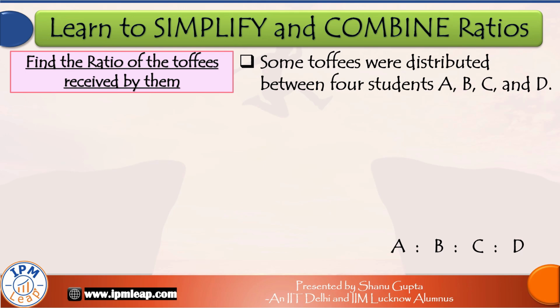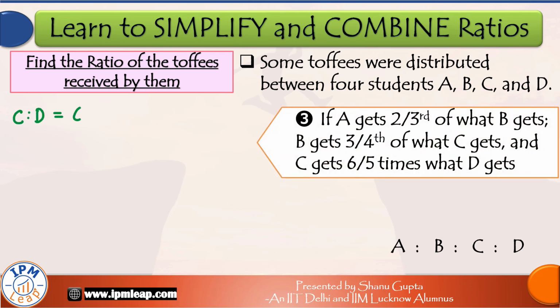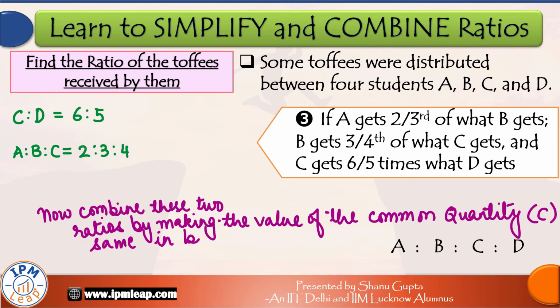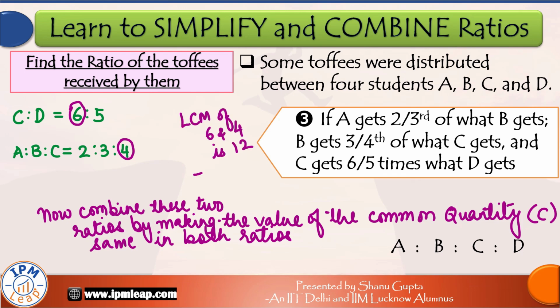Next, we combine this ratio C is to D with the ratio we just calculated, A is to B is to C. We take help of the common quantity in these two ratios, which is C. In the first ratio, C is equal to 6, while in the second ratio, C is equal to 4. We need a single number for C. We need to equate C in both ratios. So let us take a common multiple of 6 and 4. Lowest common multiple of 6 and 4 is 12. So our objective is to make the value of C equal in both. Make it 12 in both ratios.